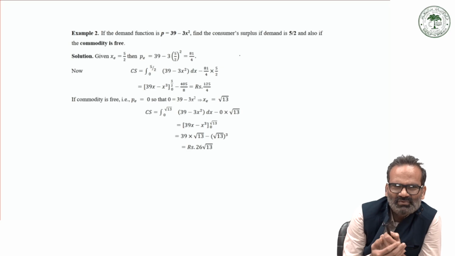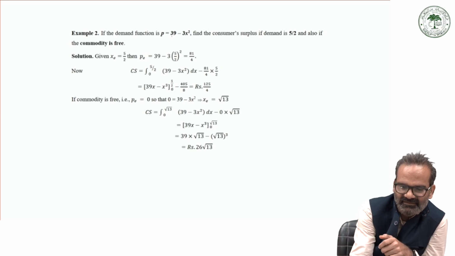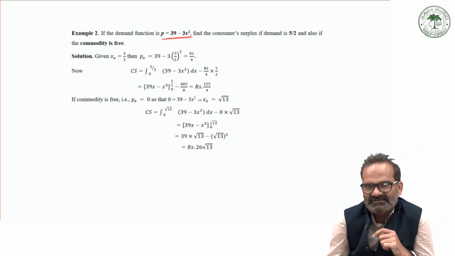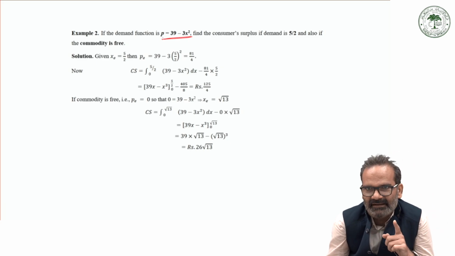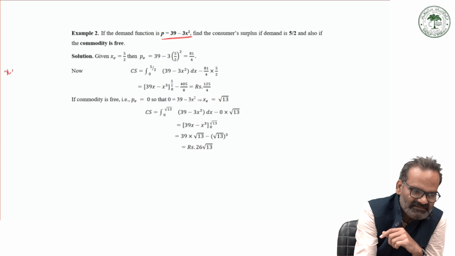Let us take case 2. This is also very similar. If the demand function is given as p is equal to 39 minus 3x square, see again here the demand function is given, right? Find the consumer surplus if demand is 5 by 2. So if demand is 5 by 2, it means xe is 5 by 2. xe is given and your demand function is given as 39 minus 3x square.